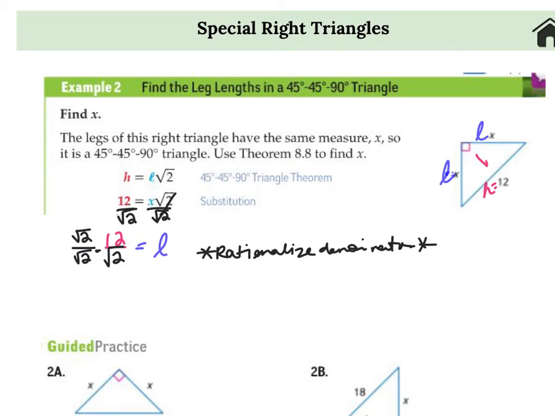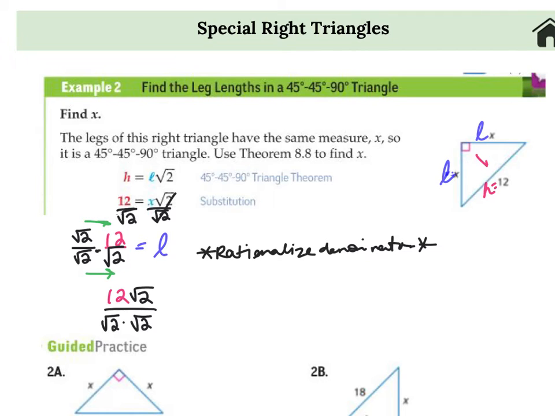Because what that does, when we multiply across, it's going to get rid of the radical, and I'll show you how. Right, so we are multiplying straight across. So now I'm going to have 12 square root of 2 over, and I want to write down each step so you guys see how this works out.